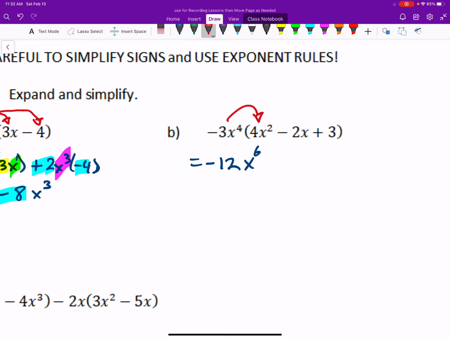Then I go on to the next multiplication. I do negative 3x to the 4 times negative 2x. Negative 3 times negative 2, negative times negative gives me a positive 6. x to the 4 times x, which is assumed to be x to the 1, becomes x to the 5. And then I move on to the next one. Negative 3x to the 4 times positive 3 is negative 9. And again, I don't have anything to multiply that x to the 4 by, so it just stays as x to the 4.